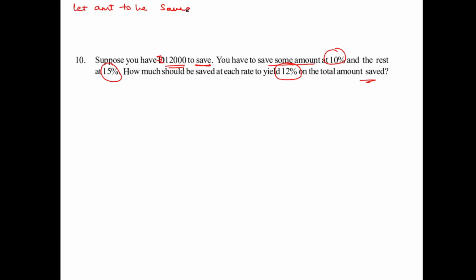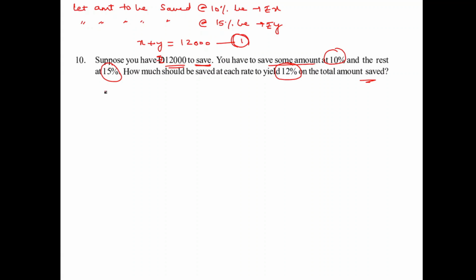So let me assume, let the amount to be saved at 10% be rupees x, right? Similarly, let the amount to be saved at 15% be rupees y. Hope this is clear to everyone without any doubt, right? So by the problem, you need to save a certain amount, that is how much? Rupees 12,000 without any doubt, right? So let this be equation number 1 over here, x plus y equals 12,000.